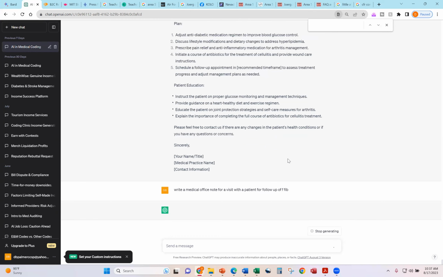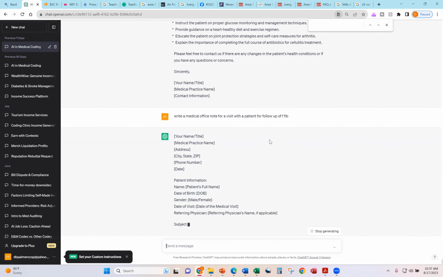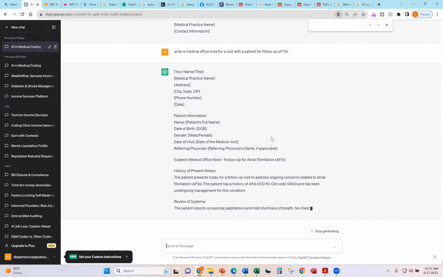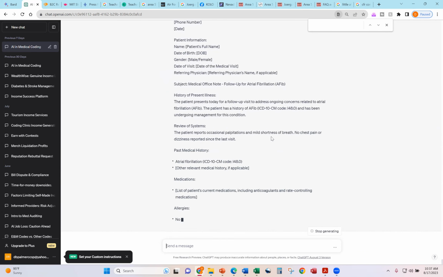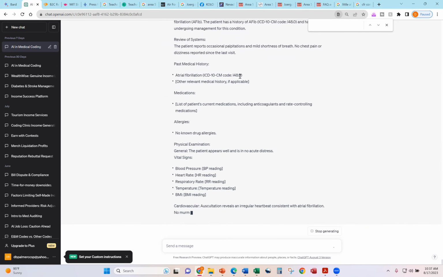So I asked it to write a medical office note for a visit with a patient for the follow-up of AFib. Okay. And look, it's doing it. Okay. And it's even assigning the codes.